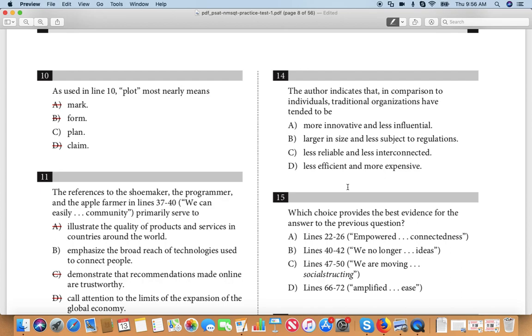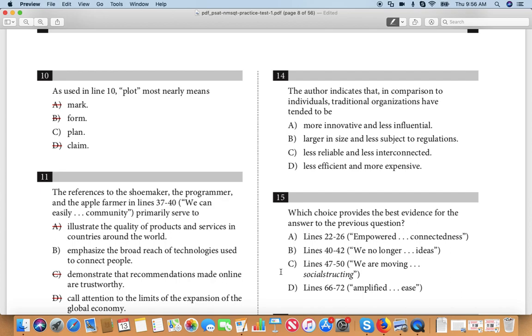Which choice provides the best evidence for the answer to the previous question? And they give you 4 sets of lines. We don't have to hunt through the whole passage necessarily to find the comparison between individuals and traditional organizations. That answer is going to be somewhere in the answer choices for question 15. Does that make sense?